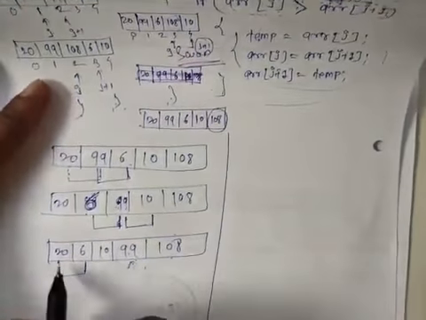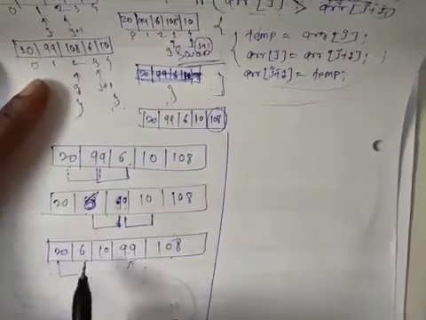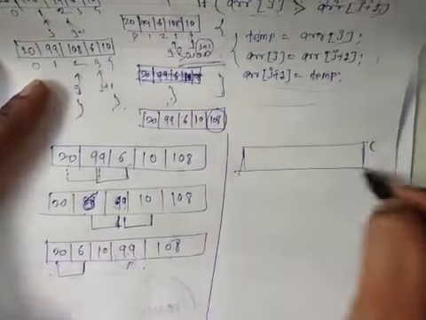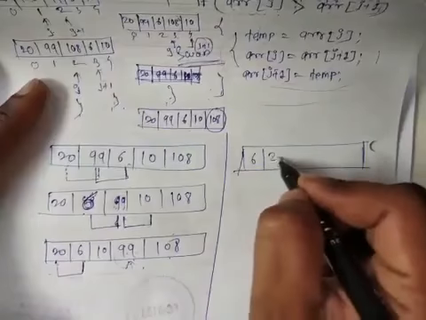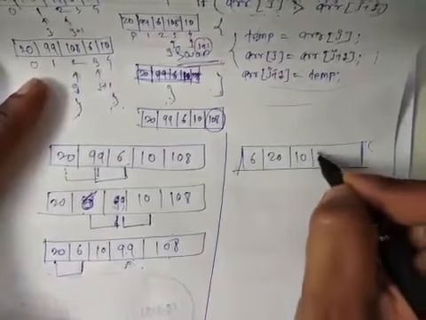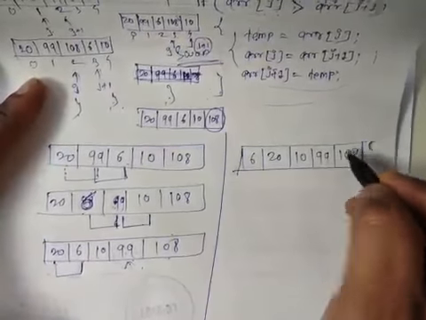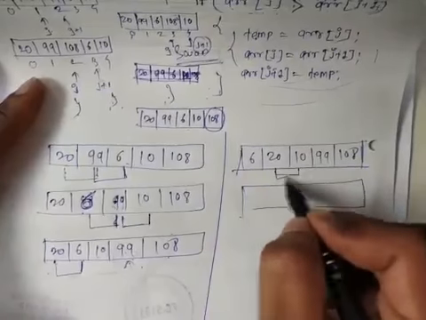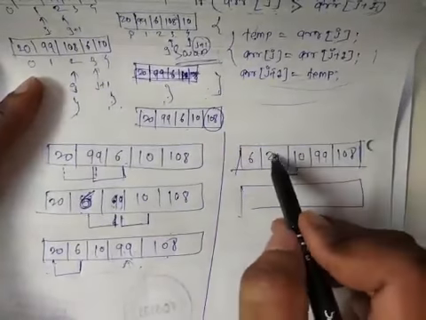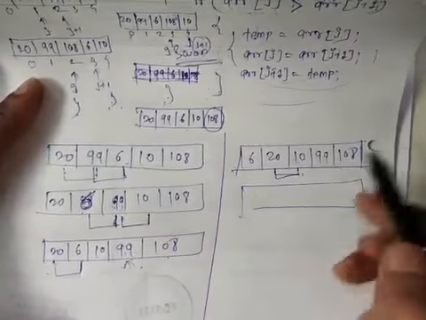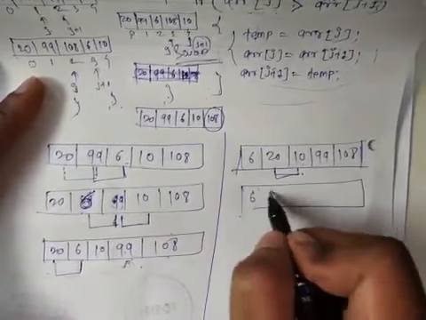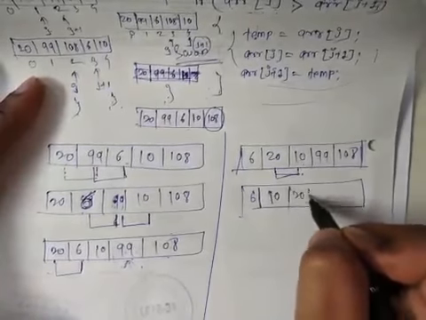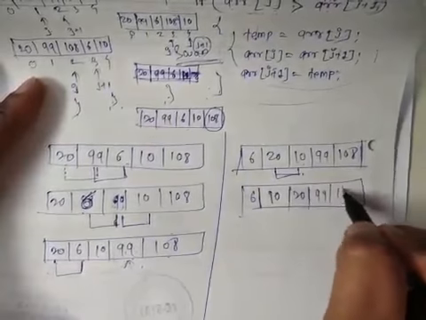Okay. So now here what am I going to do? Again 20 will compare with the 6. 20 is greater than 6. Then we are going to swap their positions. So here comes 6, here comes 20, here comes 10, here comes 99, and here comes 108. Again this 20 will compare with 10. What happened? Swap it. So here comes 6, 10, 20, 99, 108.